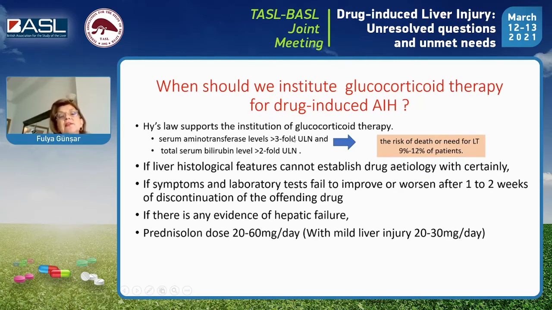Serum aminotransferase levels more than 3-fold upper limit of normal, and total serum bilirubin more than 2-fold upper limit of normal. If a patient has these characteristics, the risk of death or need for liver transplantation is nearly 10%. If liver histologic features cannot establish drug etiology with certainty, and if symptoms or laboratory tests fail to improve or worsen after 1 to 2 weeks of discontinuation of the offending drug, if there is any evidence of hepatic failure, we can start prednisolone therapy 20 to 60 milligrams per day. In mild disease, we can use 20 to 30 milligrams per day.